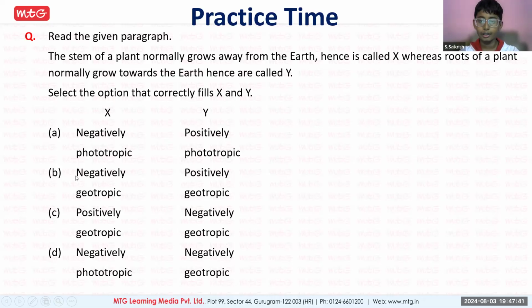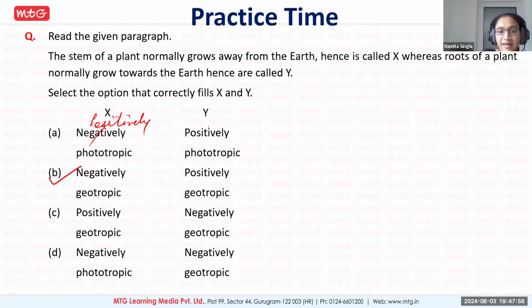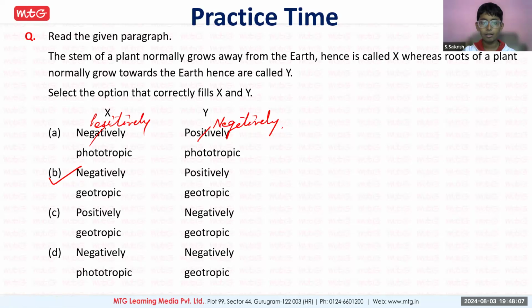Ma'am, it will be B. B, second option, negatively geotropic, because stem grows away from earth and roots grow towards the earth, so we call them positively geotropic. Now suppose I modify the first option. I write it here positively and write it here negatively. Will you go for the first option then? Same question is there. Will you go for the first option in this case or not? No, ma'am.